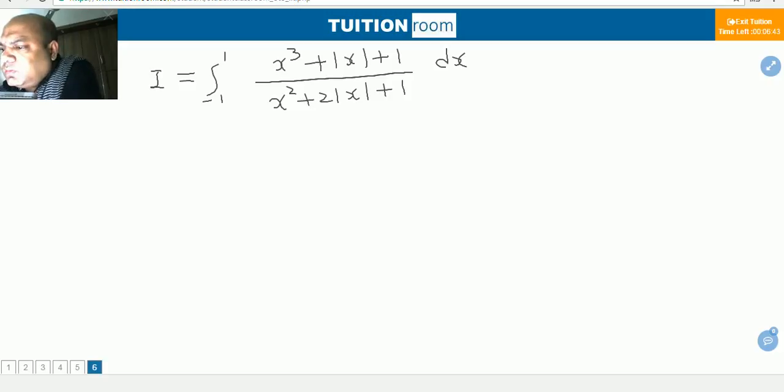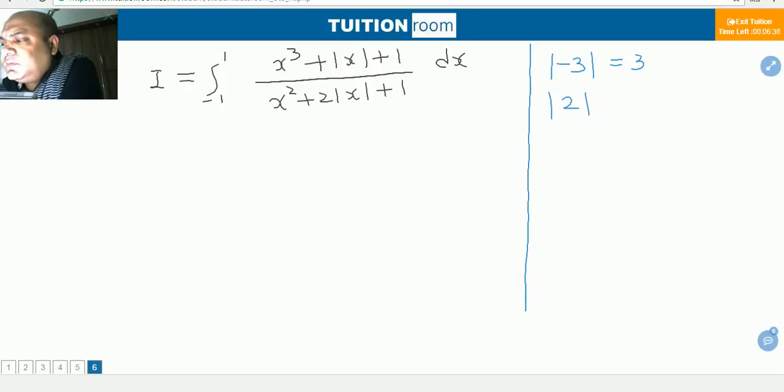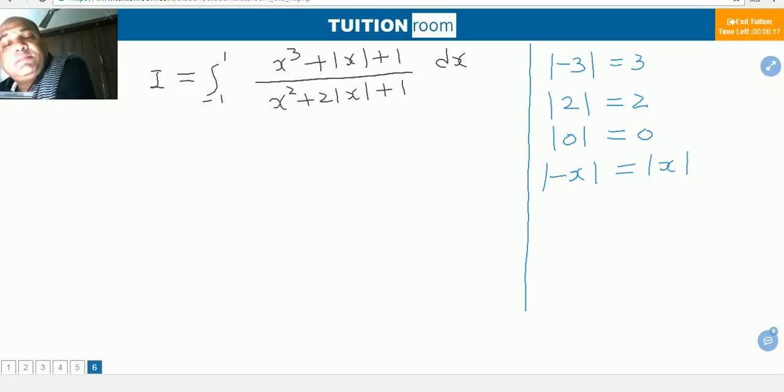Then if there is a modulus function, if the number x inside the modulus function is positive, replace the modulus sign. If x is negative, again replace the modulus sign, but before replacing, keep the minus sign before the x. It is the property. Now I would like to do it. Change the limit. This is our function f x. We will write f x as x cube plus mod x plus 1 divided by x square plus twice mod x plus 1, plus, replace x by minus x. We can write it like this.